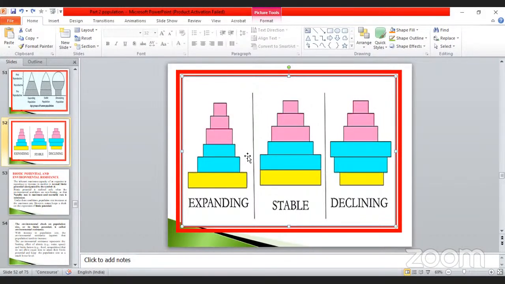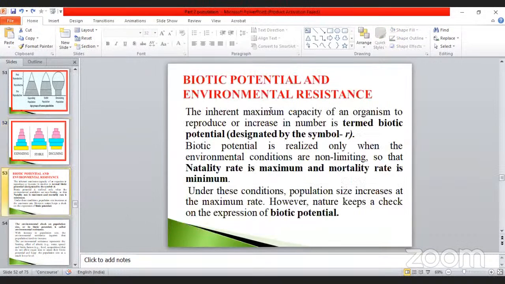So these are the three types of age pyramid that have been reported: expanding, stable, and decline. Okay, my dear, so go to the next one: biotic potential and environmental resistance. It is another point.